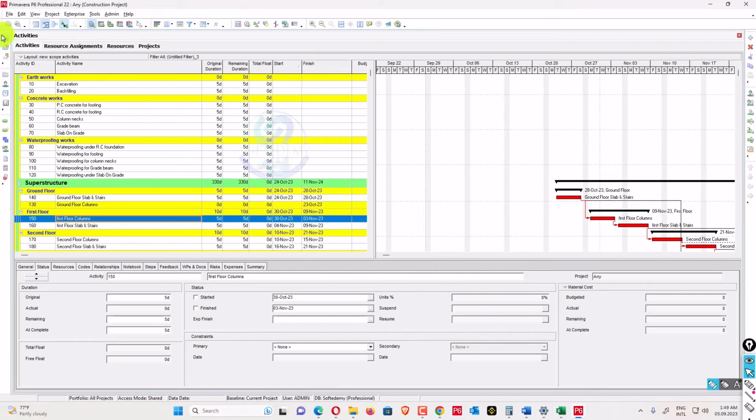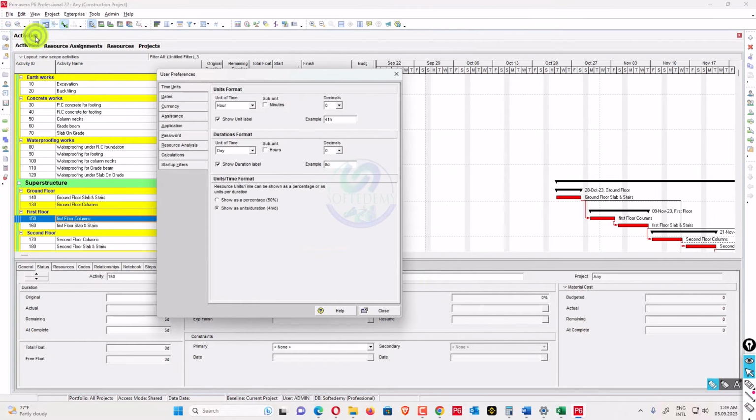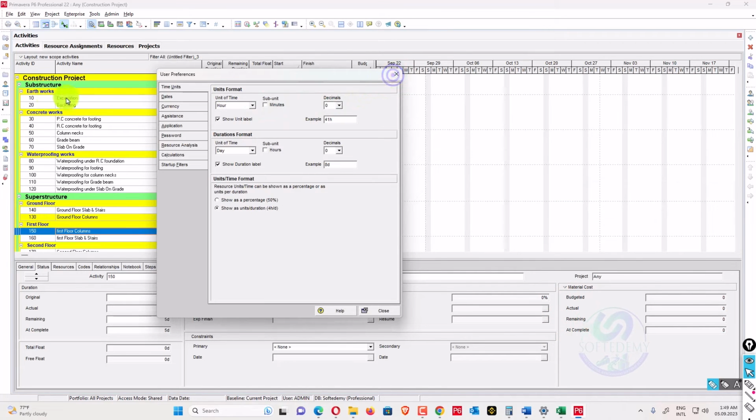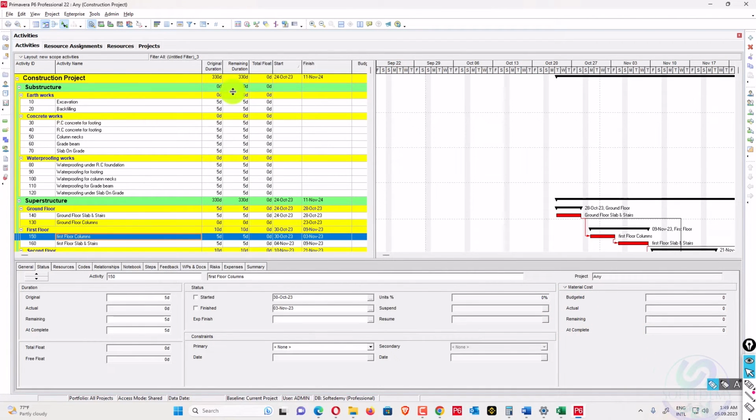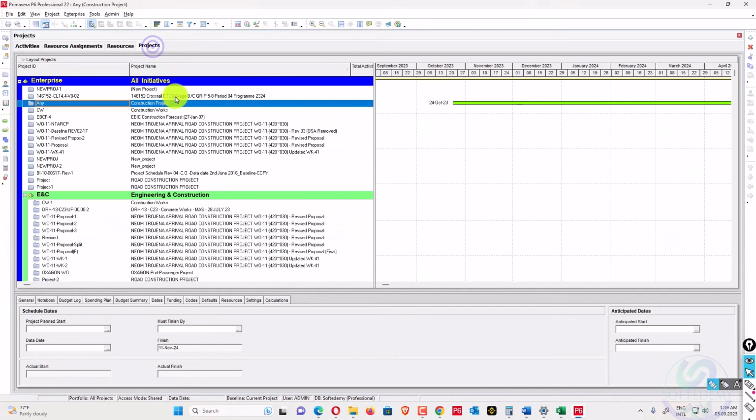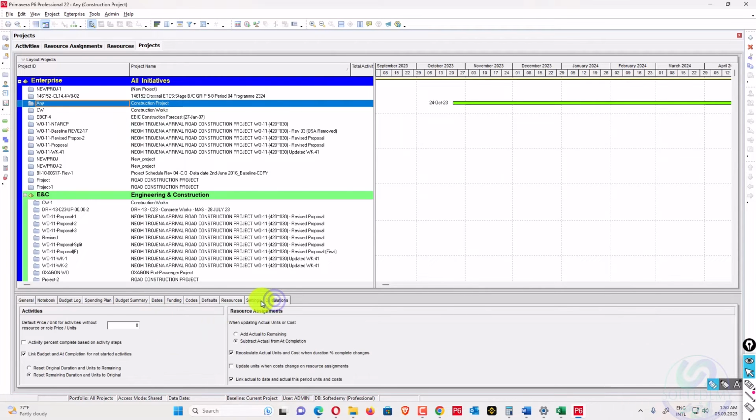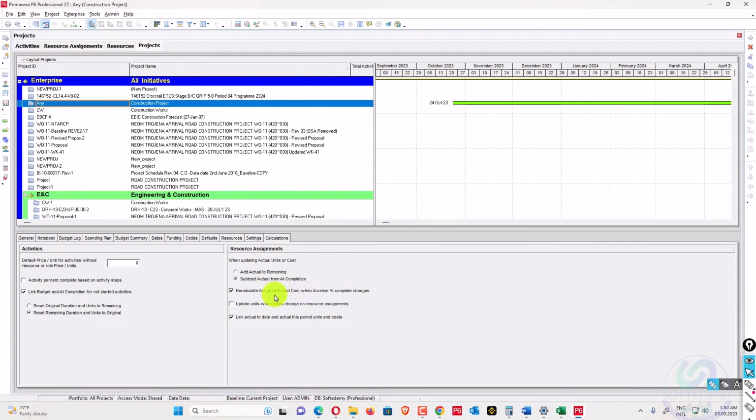Before cost and resource loading, the important setting I consider is in the user preferences: the unit format should be hours, and this should not be changed from here. This is the basic setting I consider, and the calendar should also be assigned to the activities. And in the project settings, you can see here in the calculation, we can recalculate, because when assigning a cost we need to recalculate our cost if our units have been changed. So we also have to check update units when cost changes.